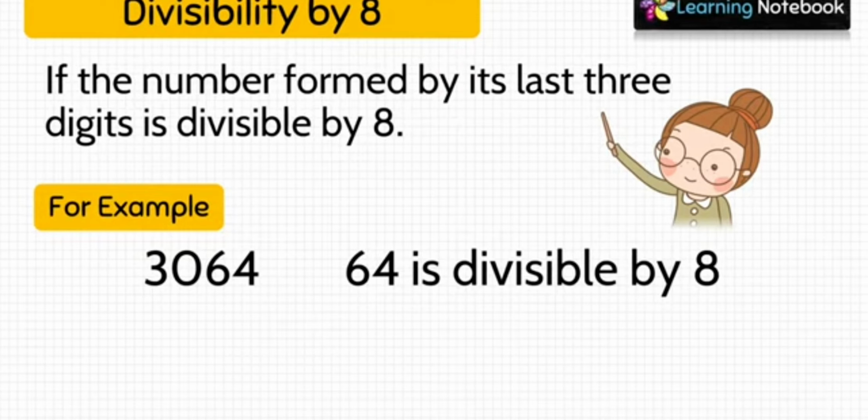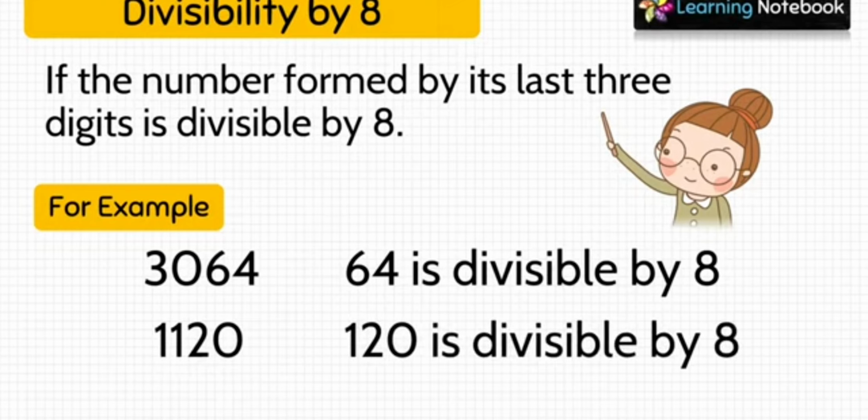64 is divisible by 8. Another example is 1120. The number formed by the last 3 digits is 120, which is divisible by 8. Therefore, 1120 is also divisible by 8.